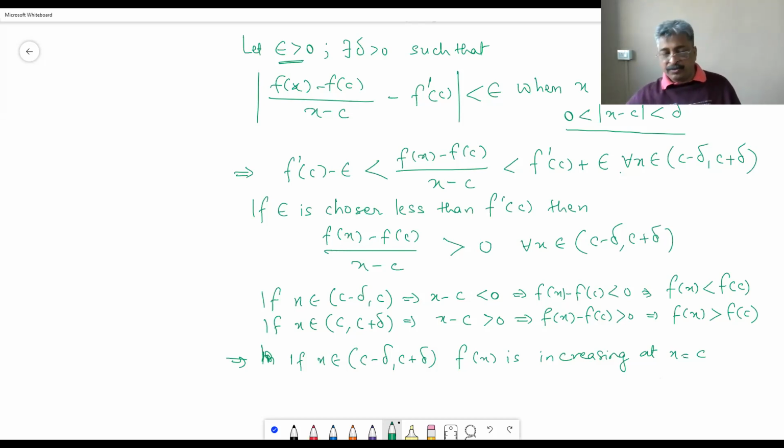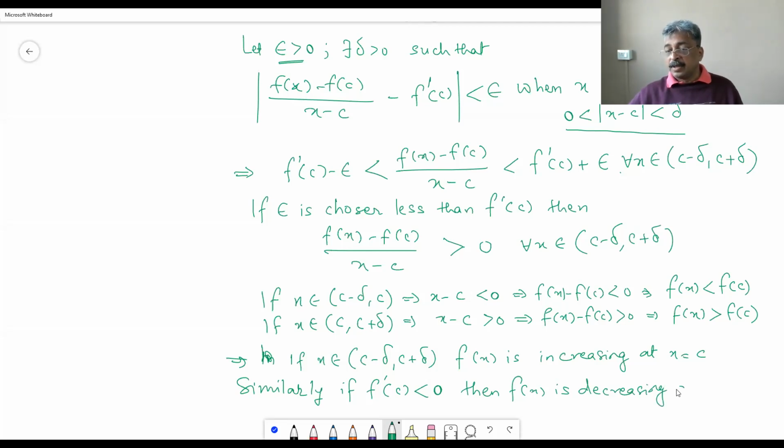A similar proof can be given. Similarly, if f dash of c is less than 0, then f of x is decreasing at x is equal to c. That is the meaning of the sign of derivative.